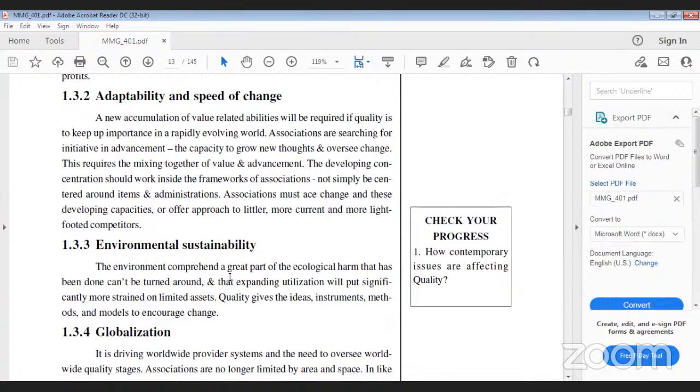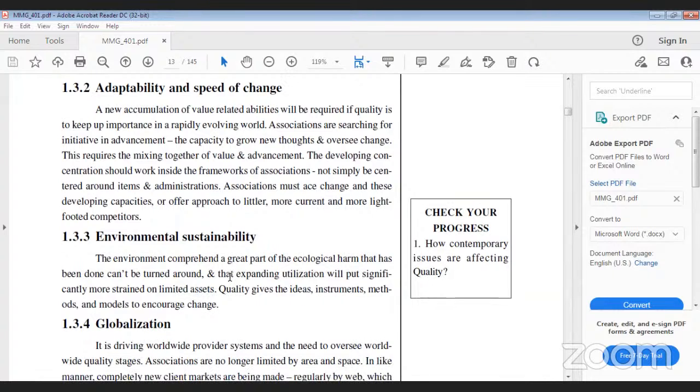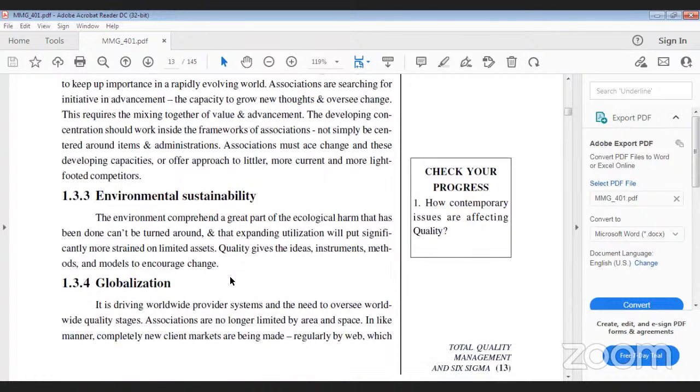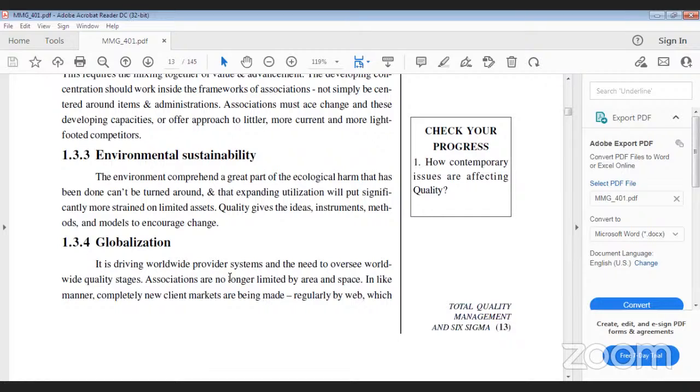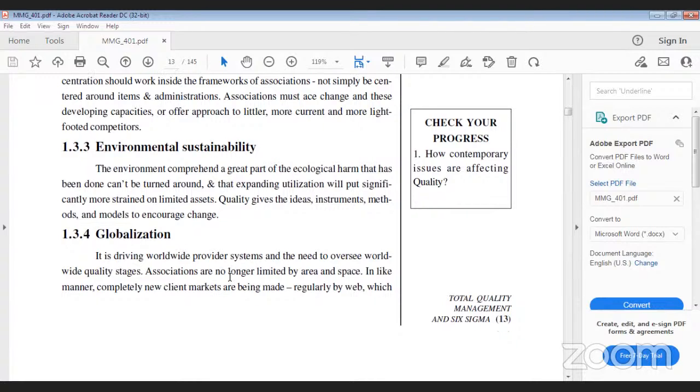Then here, the next point is that of the environment here. Here you will find the environment compared to the great part of the ecology harm that has been done also there. Then that expanded utilization will put significant strain on limited resources here. Quality gives ideas about the instruments, methods and models to encourage changes also here. Then there is the point of globalization. It is driving worldwide systems and needs overseas worldwide quality standards. Organizations are no longer limited by area and space also there.